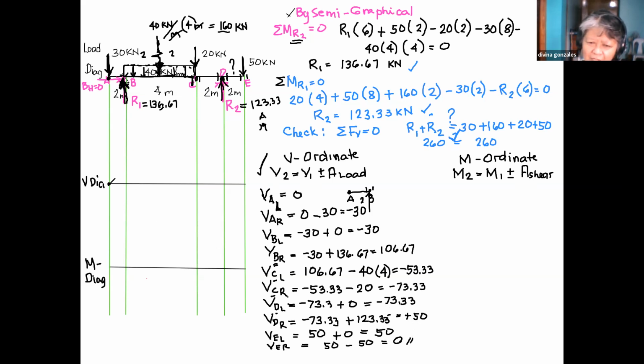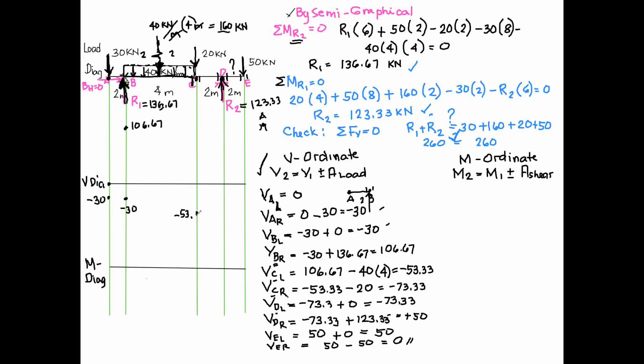I have 0. Then I will go to negative 30. Tapos negative 30 pa rin sa B left. Okay, tapos I have an abrupt change of 106. Sa B pa rin ha, 106.67. But when I go to C, biglang bumaba ng 53. It has to be lower than 30. Kasi 30 is somewhere there, so ito yung negative 53.33.